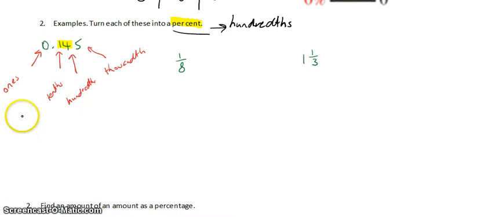So if we turn this into a percent, it becomes 14 hundredths, which is 14.5%. And the decimal point goes in between here, because that's where we have the hundredths. 14 hundredths and 5 thousandths. And the 5 thousandths is indicated by the decimal.